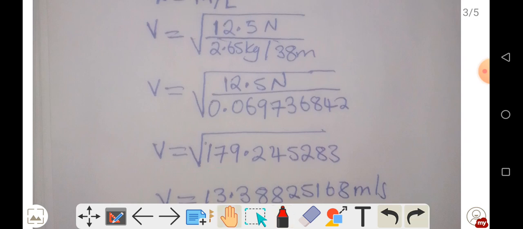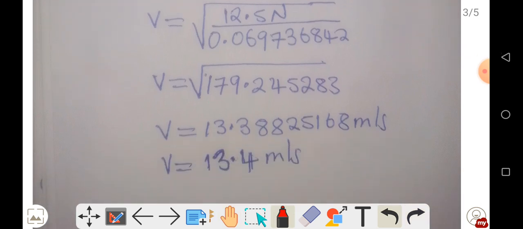At this point, we will find the square root of 179.245283. When you punch that on a calculator, we get the speed of the wave to be 13.3882568 meters per second, which we have written here. This can be written in three significant figures as 13.4 meters per second.